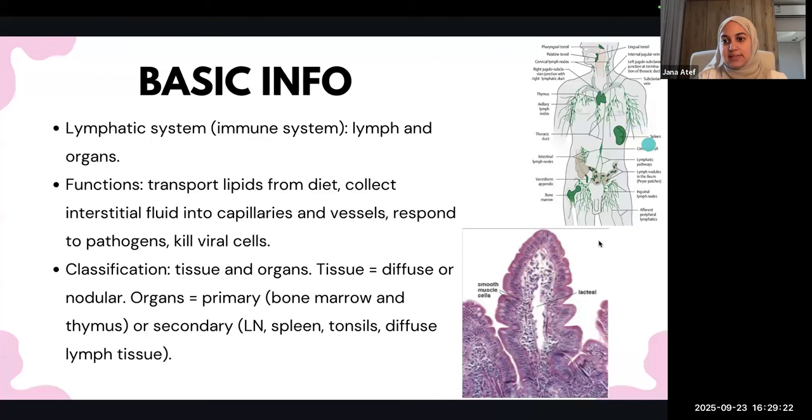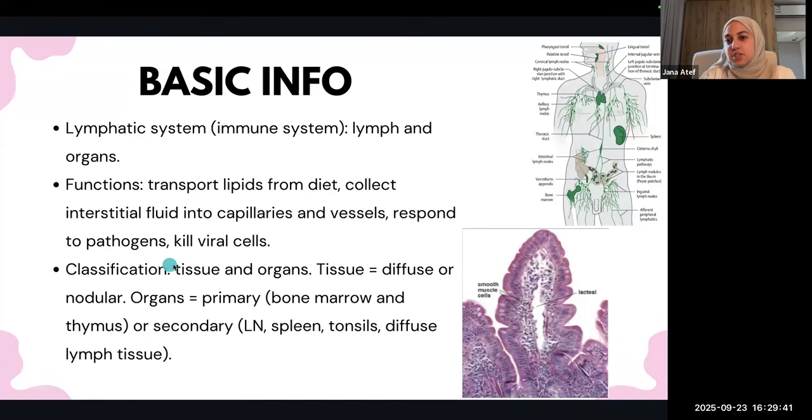Are all PAL slides accessible? Yes, they're all accessible. I'm pretty sure you guys are sent a link, either an email or something. If not, I'll ask Lema inshallah where they send it to you. Okay, back to where we were: lymphatic system, lymph, and organs.